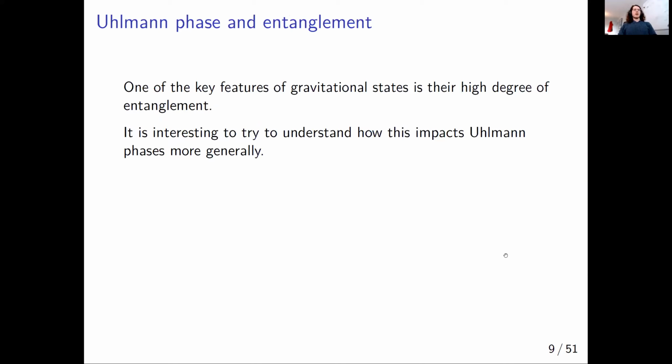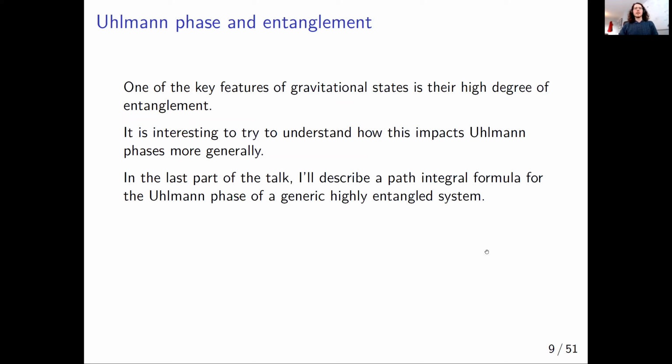So after talking about black hole information, I'll take a little step backwards. One of the key features of gravitational systems is their high degree of entanglement, and I'd like to understand what role this plays in the Almond phase more generally. So to address that, I'll talk a little bit about Almond phases in generic, highly entangled systems, in particular describing the Almond phase in terms of a path integral.